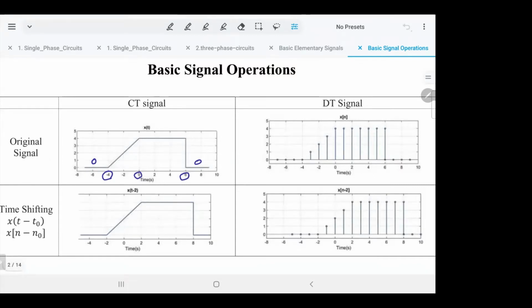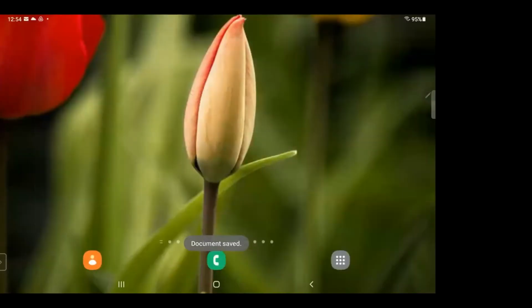We're going to perform different operations on this one. The first one, we're going to learn about how we shift the signal right and left. So let's work together with this function.